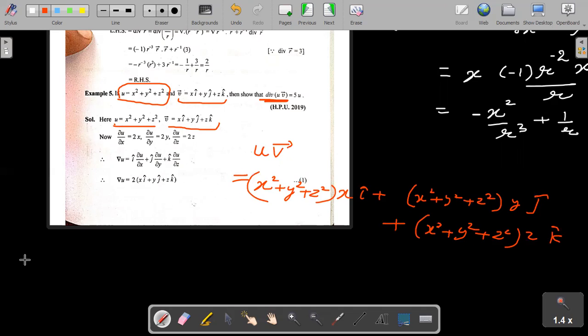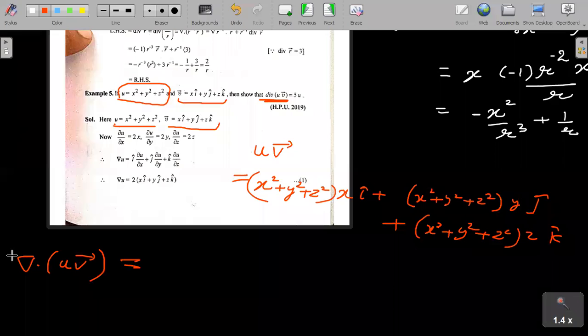अब मुझे क्या चाहिए? डाइवर्जेंस ऑफ uv. सो डाइवर्जेंस क्या होता है? डेल डॉट uv. तो अब मैं डायरेक्टली लिख रही हूँ. अब आपको पता है डाइवर्जेंस क्या होता है? डाइवर्जेंस डेल क्या होता है? ∂/∂x î plus ∂/∂y ĵ plus ∂/∂z k̂.